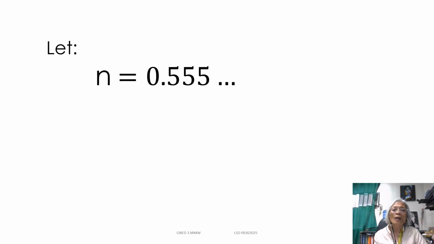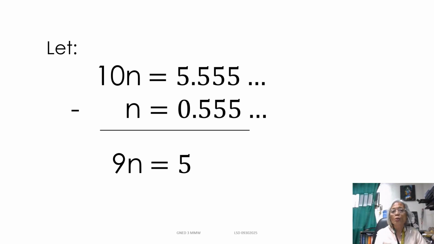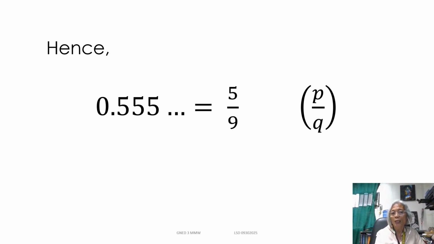Finally, if we let 0.555 be equal to n, we multiply it by 10, so we would have 10n equal to 5.555. Again, if we subtract n from 10n, we would have 9n. And if we subtract 0.555 from 5.555, we would have 5. And therefore, we have 9n is equal to 5, or n is equal to 5/9. And therefore, we were able to show that 0.555 is equal to 5 upon 9, which is clearly a rational number of the form P upon Q.